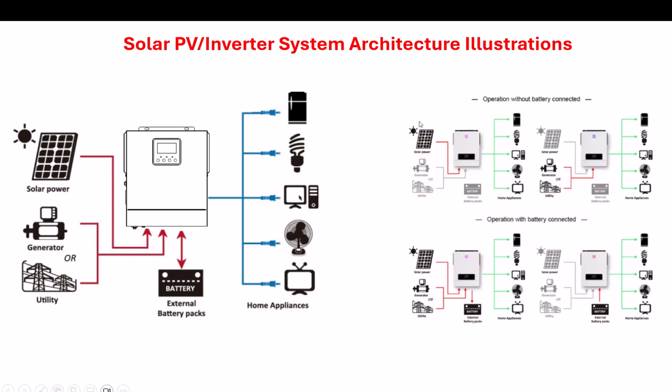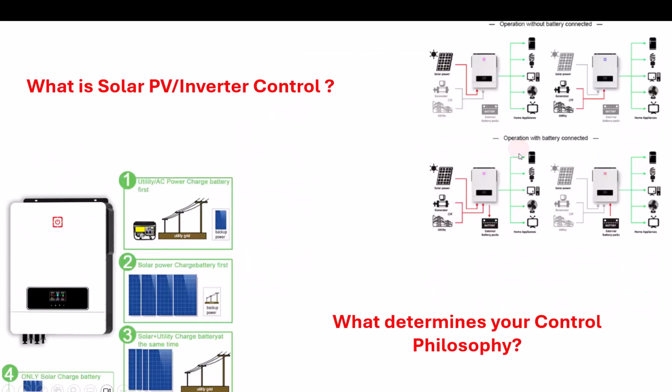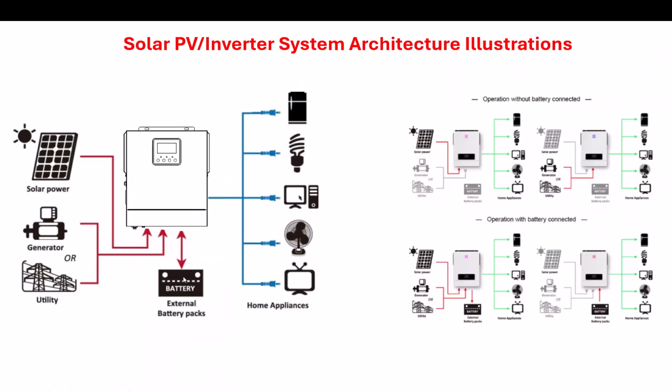And also in the architecture illustrations, here we see operation without battery connected and also operation with battery connected. Some inverter systems can actually allow you to have system operation without a battery connected, but this can only support you during the day when you have solar PV production. Once solar PV production goes to zero, then you don't have an output.